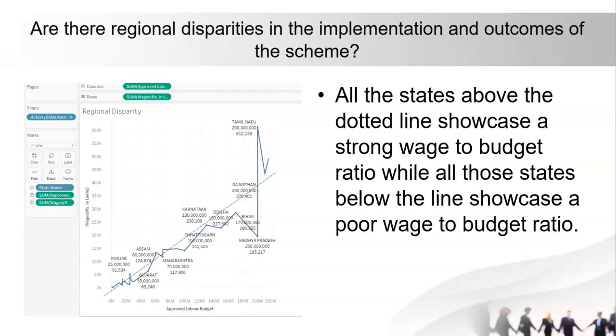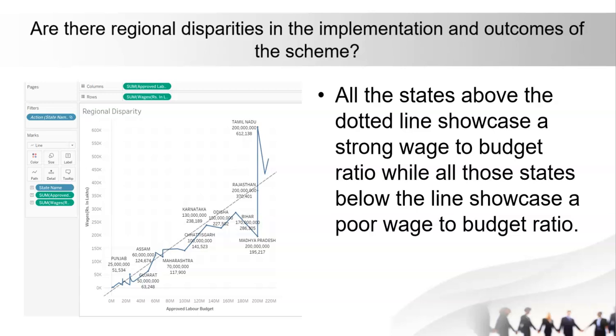Looking for any regional disparities, we can see that on this slide, there is a graph of total wage of laborers in lakhs of rupees versus the approved labor budget. All the states above the dotted line on this graph showcase a strong wage to budget ratio, while all those states below the line showcase a poor wage to budget ratio. Hence, NREGA was not clearly as bulletproof as we all thought it was.